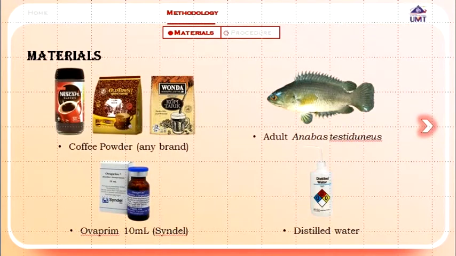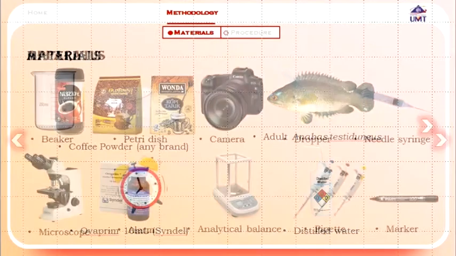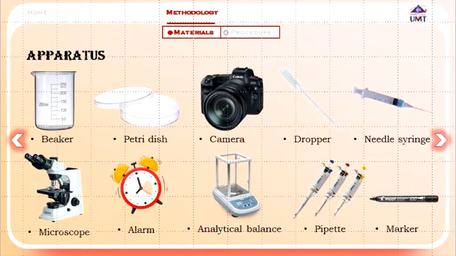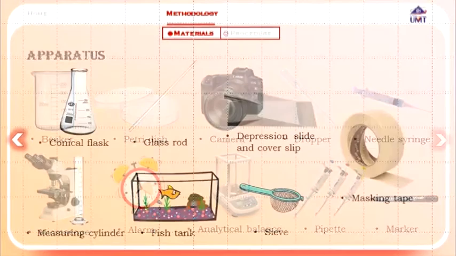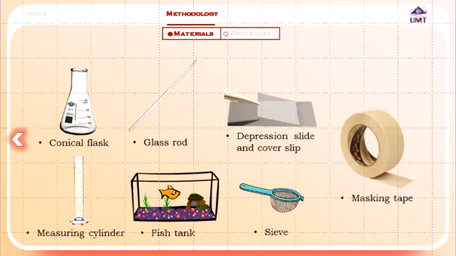Next, let's move on to the methodology. For the materials, we will be needing coffee powder, adult Anabas testudinus, ovaprim, and distilled water. Next, here is the list of apparatus that we will be needing in the experiment.